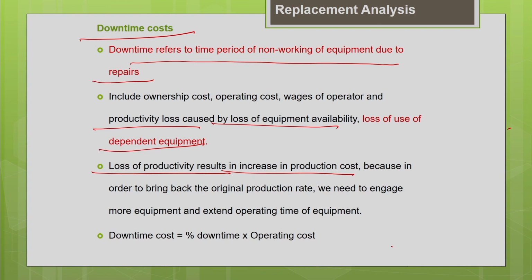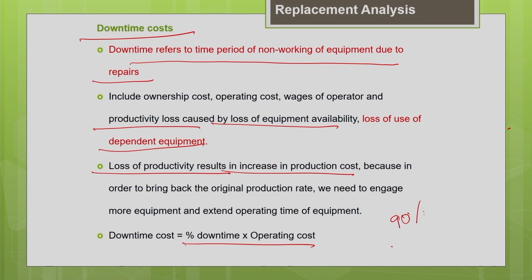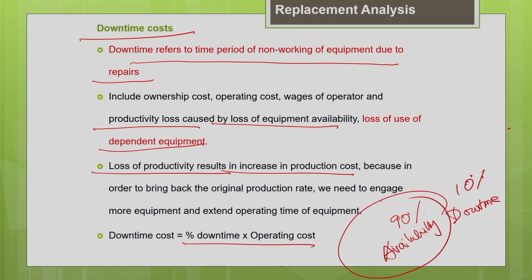Basically, the downtime cost is usually expressed as a percentage of the operating cost. In different literature they express it in different ways: as a percentage of the operating cost, or of the equipment rental charges, or of the equipment cost. But what you need to know is what downtime is. It is the time the machine is not available for a job. Say for example your machine availability is 90% of the total time. Then obviously the downtime will be 10% of the total time. I am talking about time. So if the availability of the machine is 90%, then the downtime, when it is not available, is 10%.